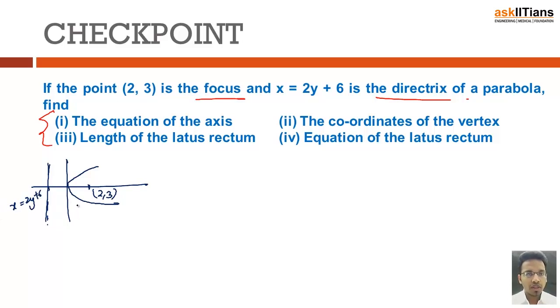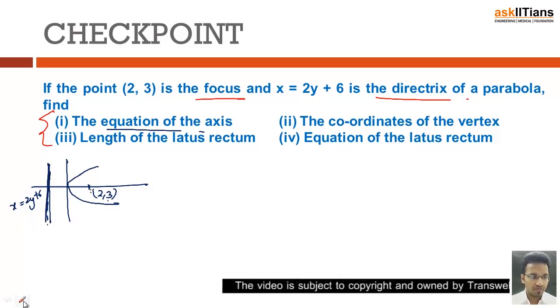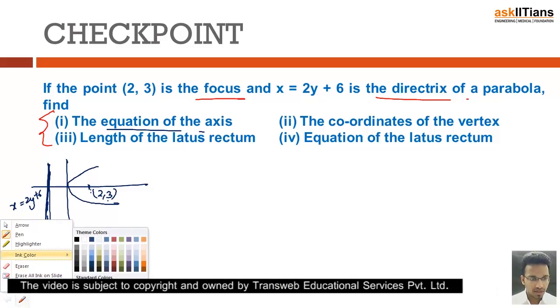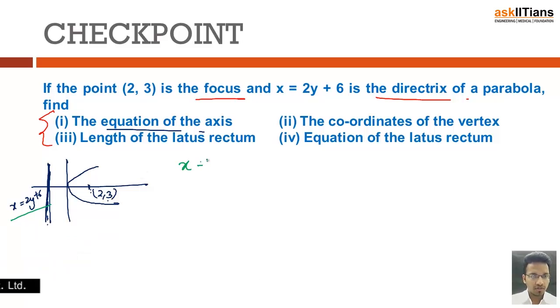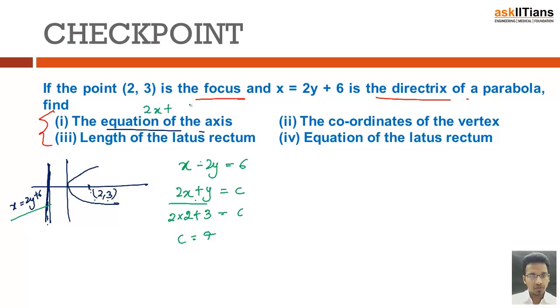One thing we know is that the axis is perpendicular to the directrix. That was the definition. It passes through (2, 3). So the directrix is x minus 2y equal to 6, and a line perpendicular to this will be 2x plus y equal to c. But this passes through (2, 3), so 2 into 2 plus 3 equals c, which means c equals 7. The equation of the axis becomes 2x plus y equal to 7.